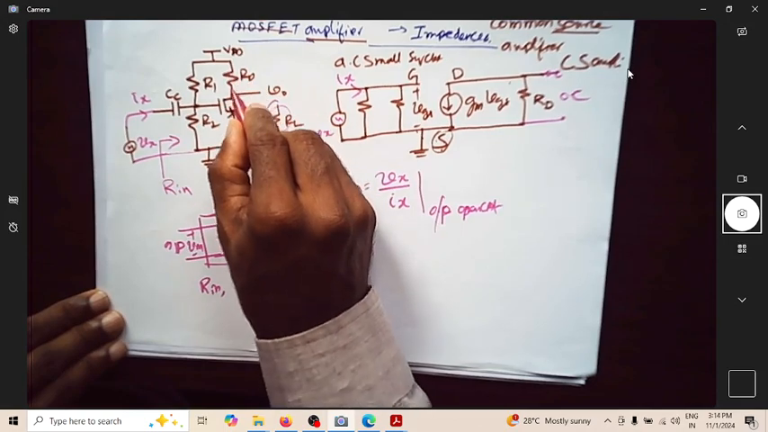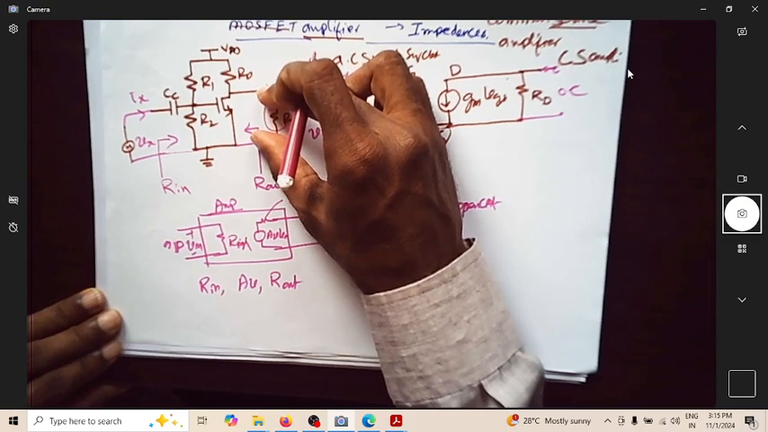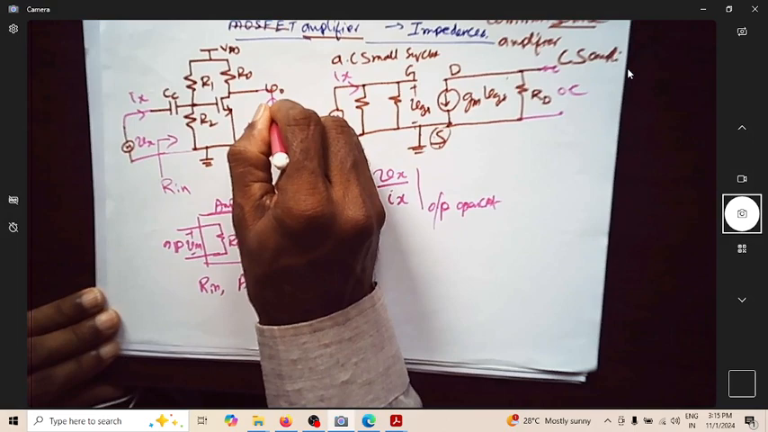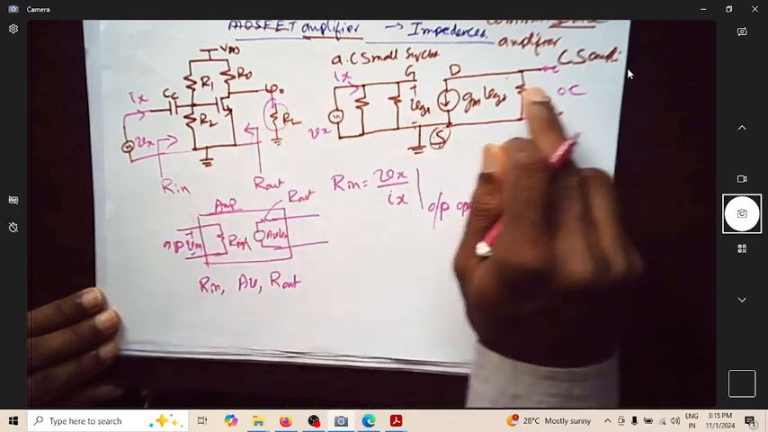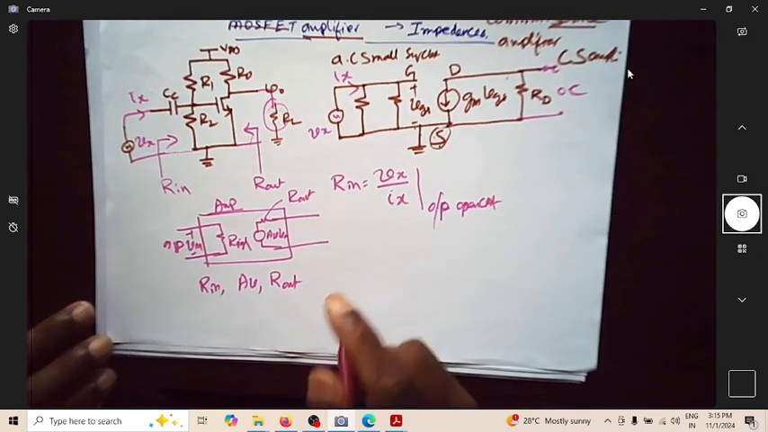This RD is a part of your circuit, so this is not the exact load now. The load is actually connected here. I have not connected anything here. Suppose when I connect this RL, this is the actual load. Since I have not connected RL here, this is open circuit.